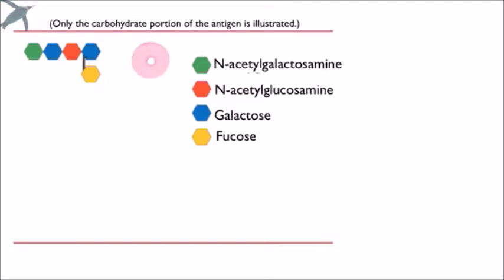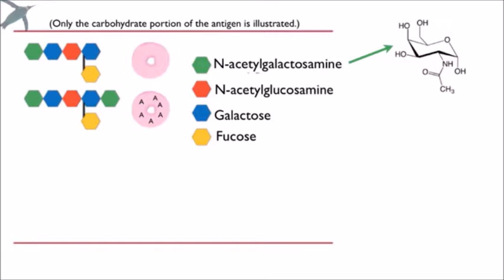I'm showing you only the carbohydrate portion of the antigen. There's another section that anchors the thing into the cell membrane. A plain donut has a sequence that looks like this. That's the base unit. For people with A antigens, you add one more unit, called N-acetylgalactosamine, and that's what it looks like.